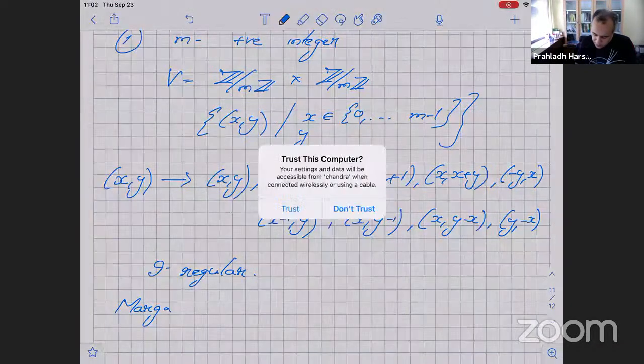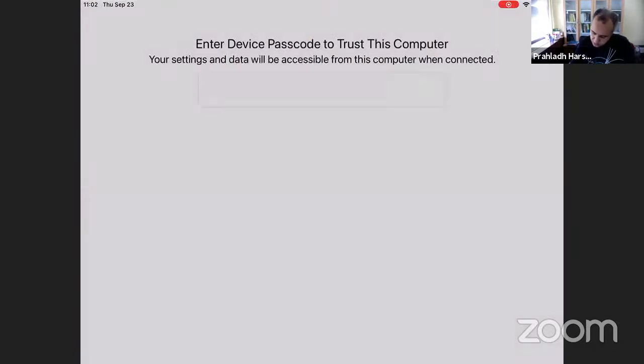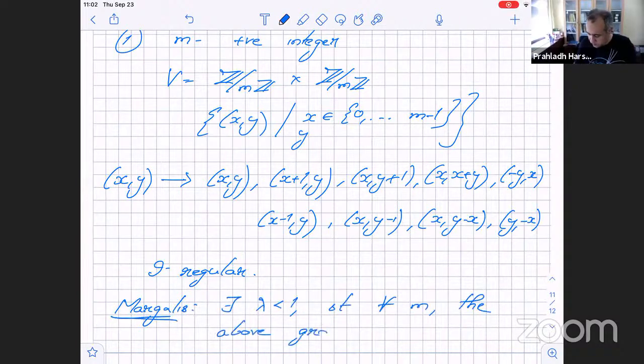The theorem of Margulis. There exists a lambda less than 1 such that for all m, the above graph is a 1 minus lambda spectral expander.